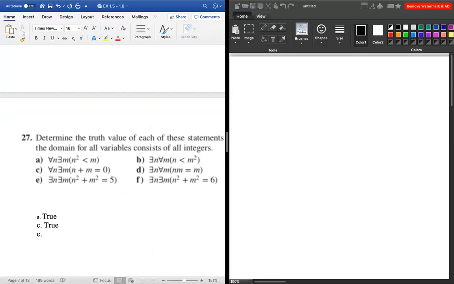Part E. So we have n squared plus m squared equals 5. And then here we have there exists. It's not true for everyone. It's true for some of them. This is also true because if I take, let's say, n equals 2 and I take m equals 1, and I put these values inside, so 4 plus 1 equals 5, which is true. And therefore, there exists. Okay.